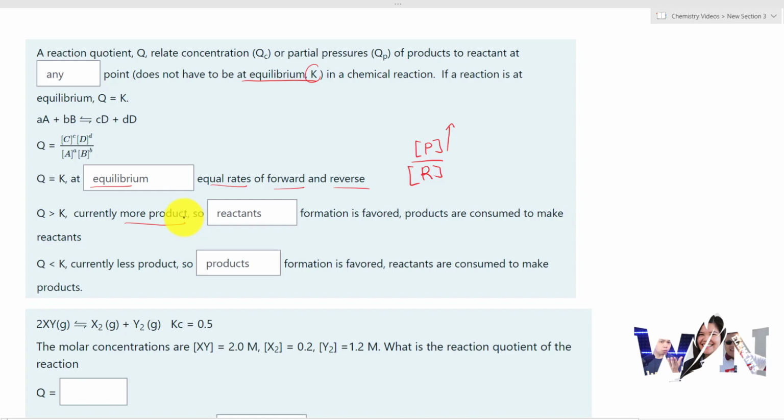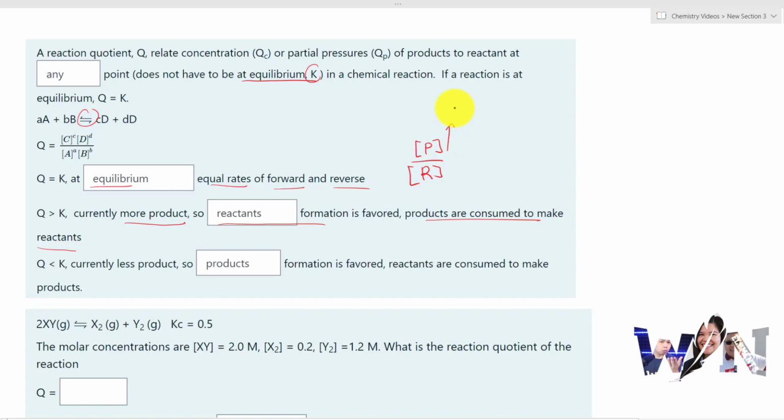Well, first of all, this is a reversible reaction. So therefore, reactant formation is favored. That way, again, you have that equal rate of forward and reverse. See how that works? Okay. So product is consumed to make reactant, because, again, when Q is greater than K, that tells you that you currently have more product. So therefore, you have to make more reactant to balance it out.